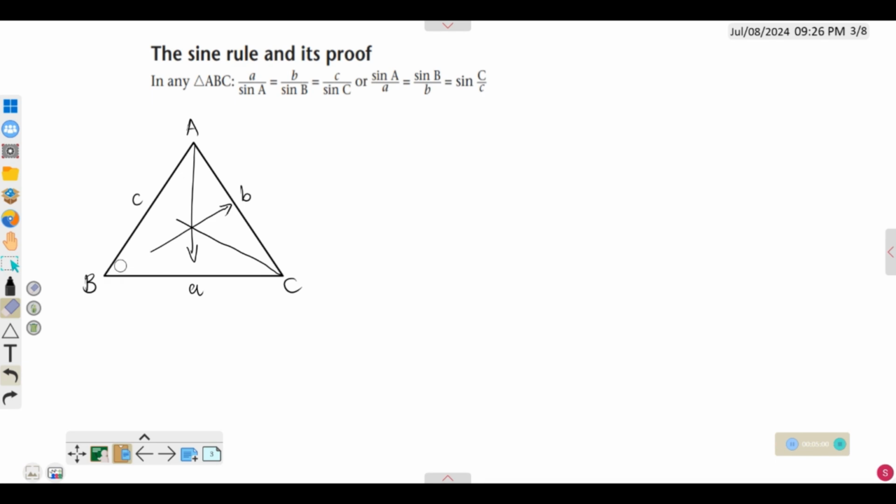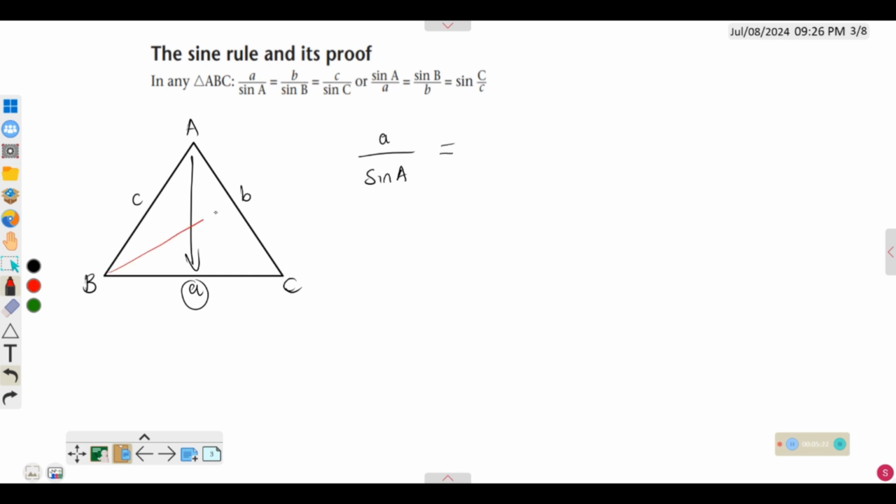So that's the naming. That's how you name the sides of any triangle, right? Now it says that a over sine A, so the side over the sine of that angle. So it's a divided by sine A. It's always a combination: the angle and the side is equal to what?